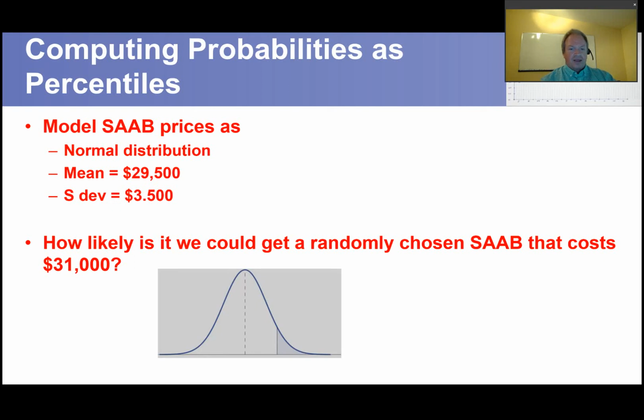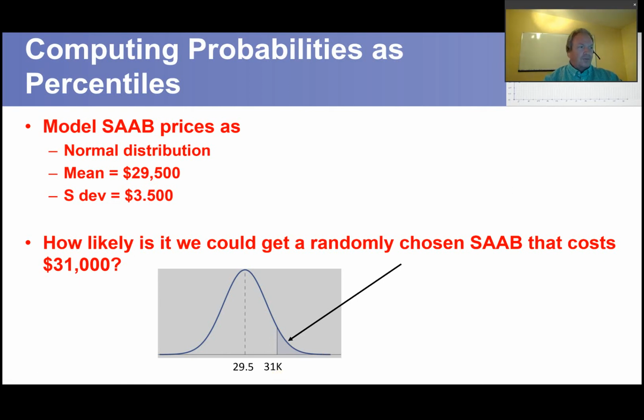And so if I go ahead and look at the SOB prices, right? This is my center, the mean. This is the SOB price I'm interested in. And how likely I could get a randomly chosen SOB whose price is $31,000 is asking for the percentile, which for a value above the mean is the area in its right-hand tail. So I'm going to be computing the upper percentile here. And this upper percentile is going to tell me how likely it is that I get this value.